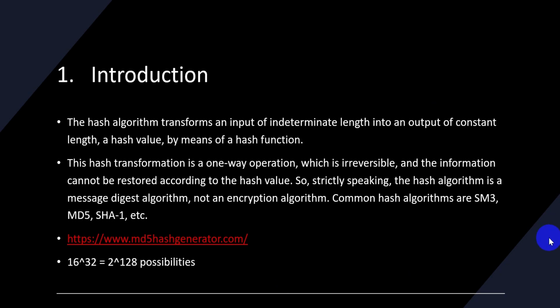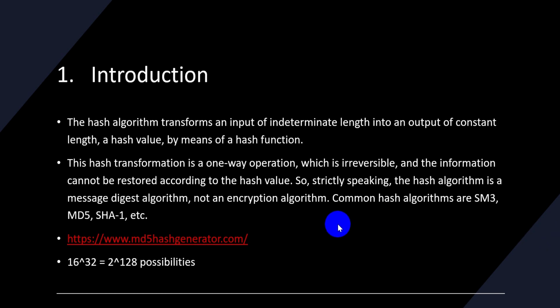So first is the introduction. The hash algorithm transforms an input of indeterminate length into an output of constant length, a hash value, by means of a hash function. The hash transformation is a one-way operation which is irreversible, and the information cannot be restored according to the hash value. So strictly speaking, the hash algorithm is a message digest algorithm, not an encryption algorithm. Some common hash algorithms are SM3, MD5, SHA-1, etc.